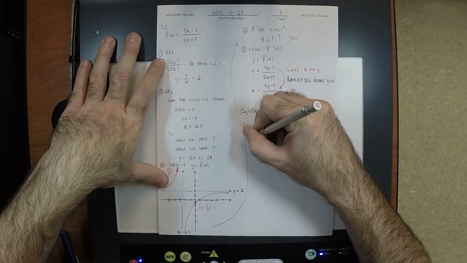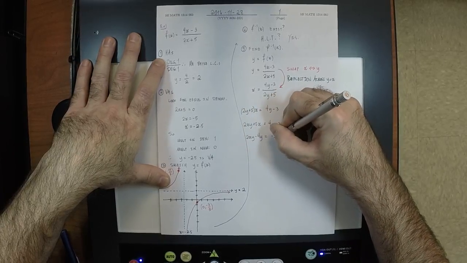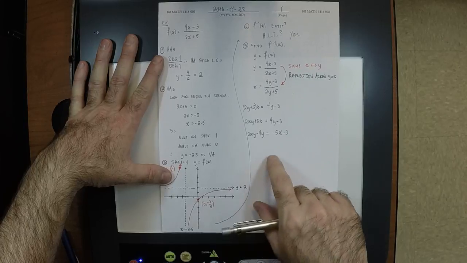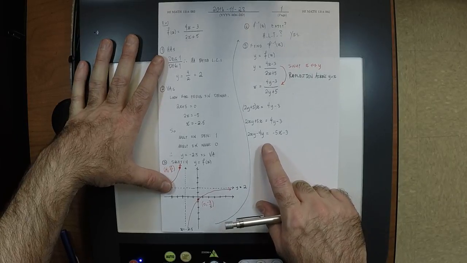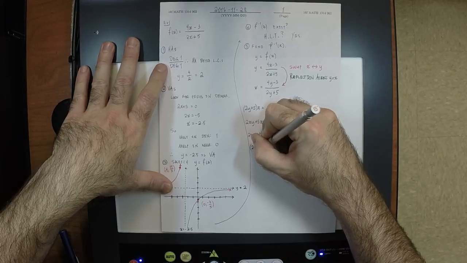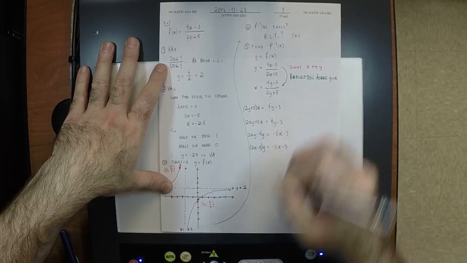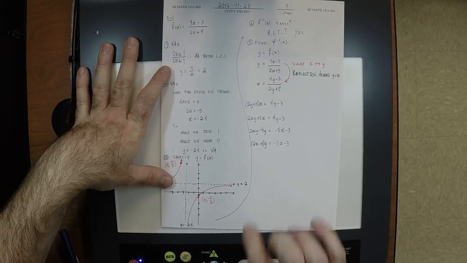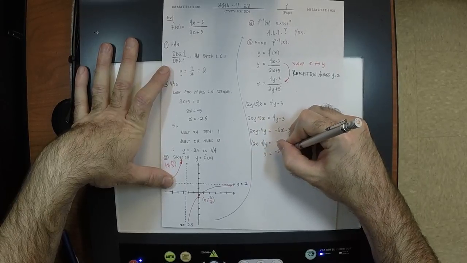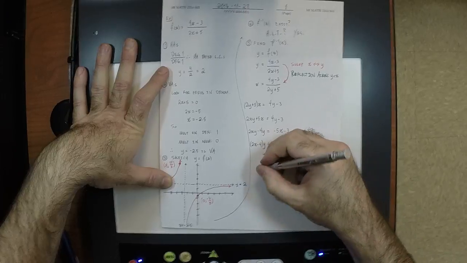So 2xy minus 4y is negative 5x minus 3. Okay, now what? Yeah, let's take out the y on the left-hand side so that we would have 2x minus 4 multiplied by y is negative 5x minus 3. And now what? Right, we can solve for y by saying that y is negative 5x minus 3 divided by 2x minus 4. And that's the inverse function.